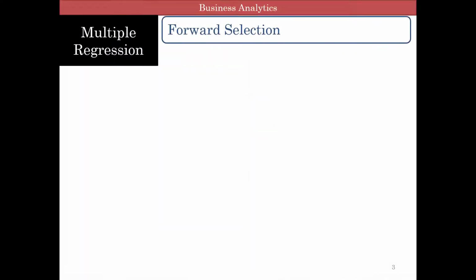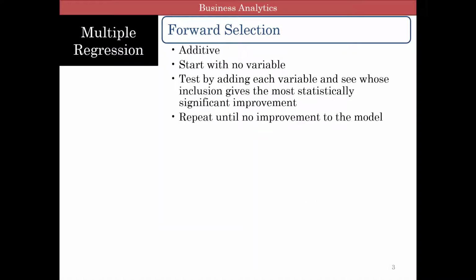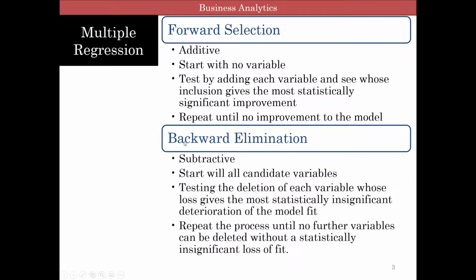So remember, forward selection was additive. We start with no variable, then we test by adding each variable and seeing what we're getting as the most significant improvement to the model. We're going to do the backward elimination or the subtractive method. Now we're going to throw everything into the model and then start deleting the ones which give us the least deterioration. I'll show you a little bit of the Excel work towards the end.